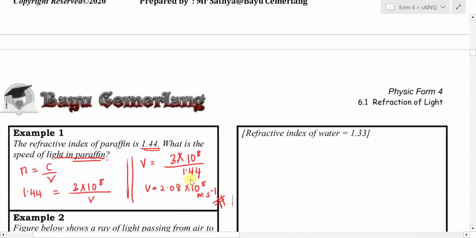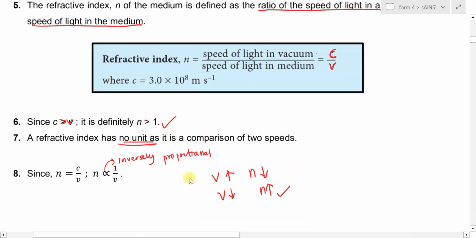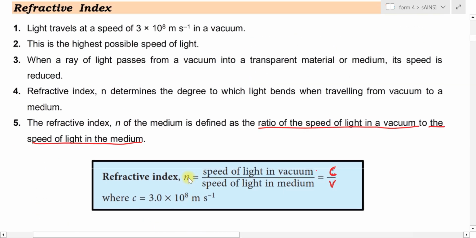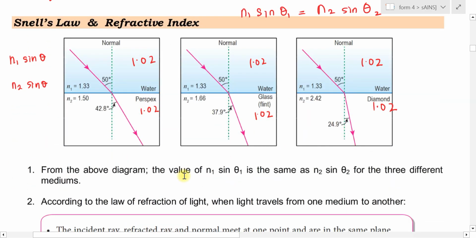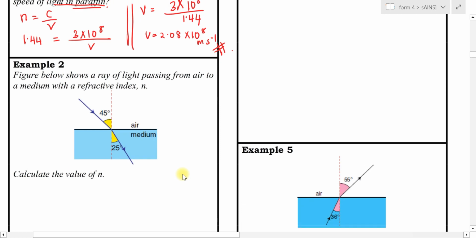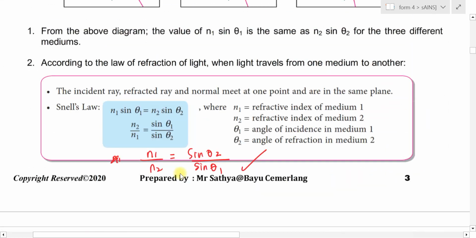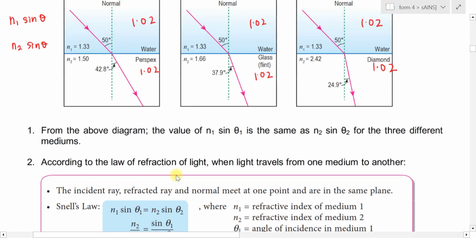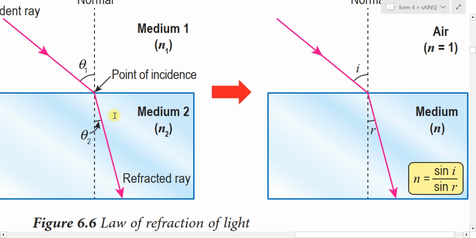I never introduce you the formula. Why my nota ada something pelik n equal to sin i dengan sin r. Tak bagi tahu. There is another formula I never put in my notes. We have one more formula. N equal to sin i over sin r. How come I missed that? Okay, wait one moment. Okay, see here.